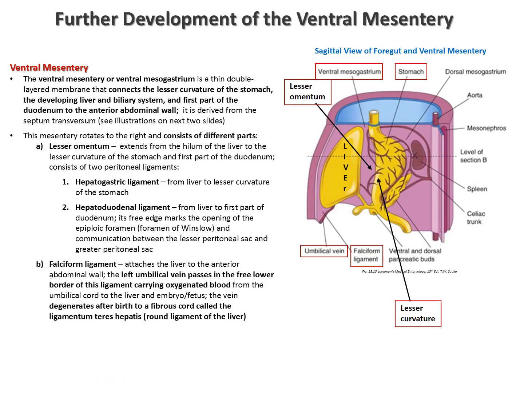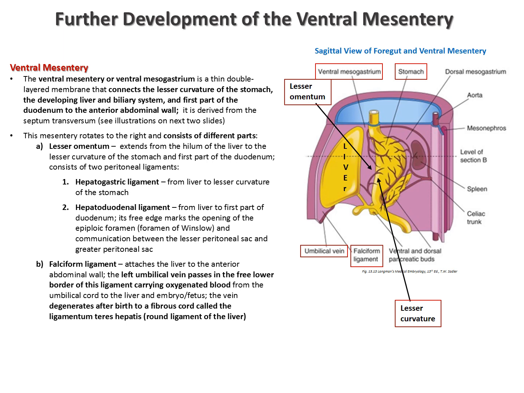On this slide of a sagittal view of the foregut and ventral mesentery, we revisit and expand on the development of the ventral mesentery. The ventral mesentery or ventral mesogastrium is a thin double-layered membrane that connects the lesser curvature of the stomach, the developing liver and biliary system, and first part of the duodenum to the anterior abdominal wall. It is derived from the septum transversum, as you will see in illustrations on the next two slides. This mesentery rotates to the right when the stomach rotates and consists of different parts, a lesser omentum and the falciform ligament.